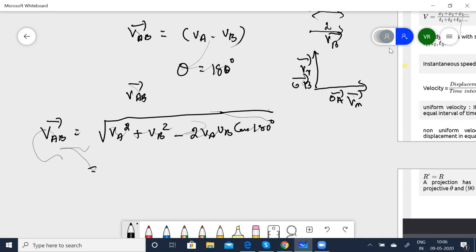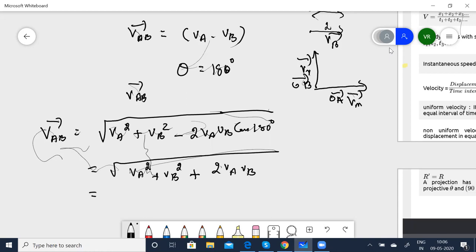So you can simply write it as root over VA squared plus VB squared minus, now you know cos of 180 is minus 1, so minus of minus becomes plus 2 VA VB. Okay. So this is nothing but the form A squared plus B squared plus 2AB. So when you take out the root, it is simply VA plus VB.